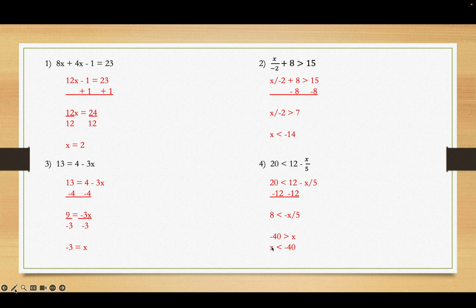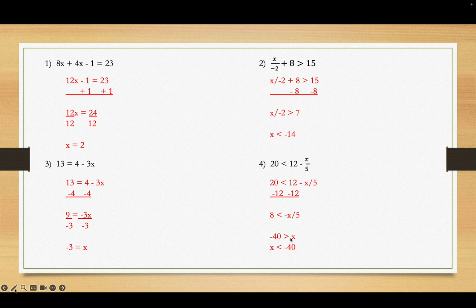As for the last one, danger, we got inequalities here. Subtracting the 12, right? This 12 is positive. I get 8 is less than negative x over 5. Now I need to multiply both sides by a negative 5. That gives me negative 40 is greater than x.